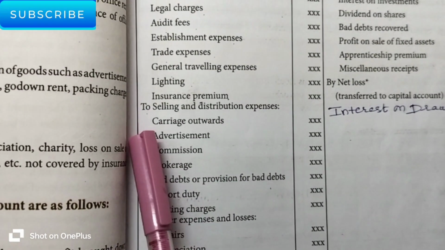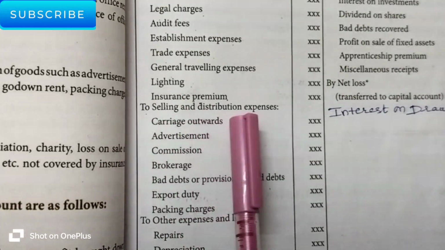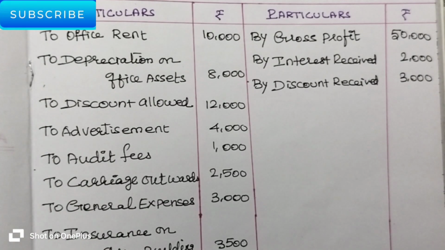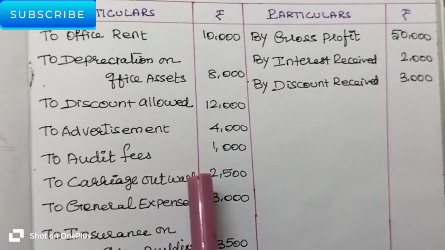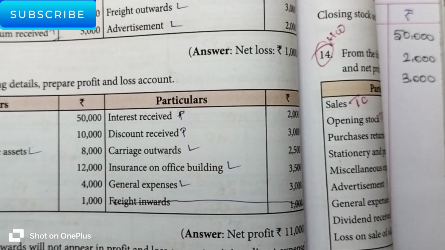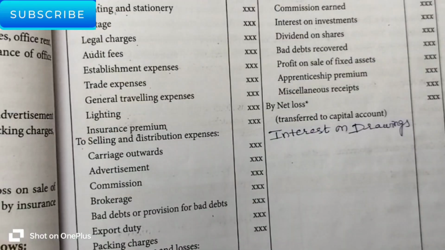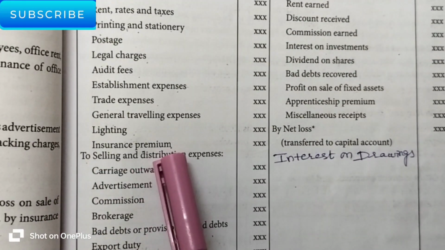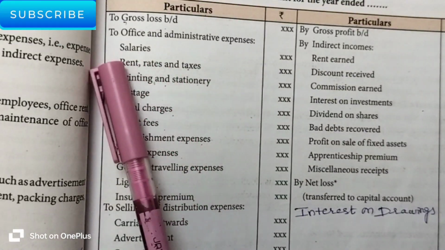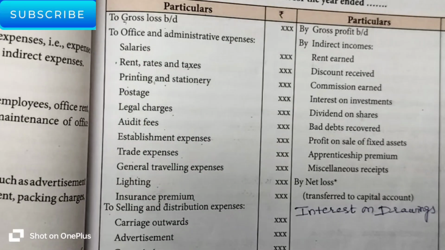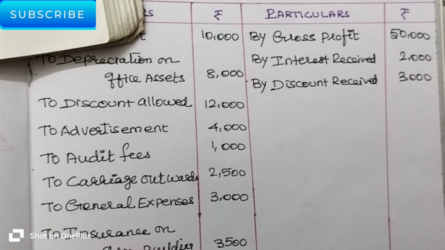Listen, carriage outward comes under the heading of selling and distribution expenses. So carriage outward is an expense, you have to enter it on the debit side of the profit and loss account. So we have entered 2,500 rupees. Then insurance on office building 3,500 rupees. Insurance premium comes under the heading of office and administrative expenses. So insurance premium is an expense, you have to enter it on the debit side of the profit and loss account. We entered 3,500 rupees on the debit side.